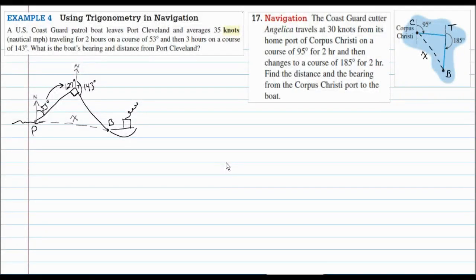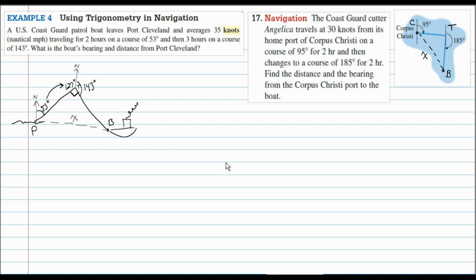This is the screencast for example 4 of section 4.8. We're going to use some trig in navigation. We did this earlier in chapter 4, but all we had to do was set up the plot of navigation. Now we're going to calculate some distances and some bearings, or degrees, of course.